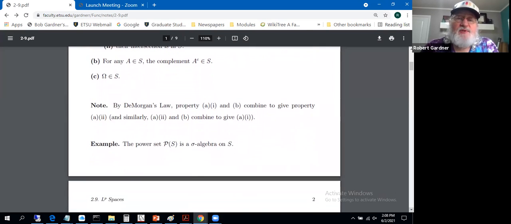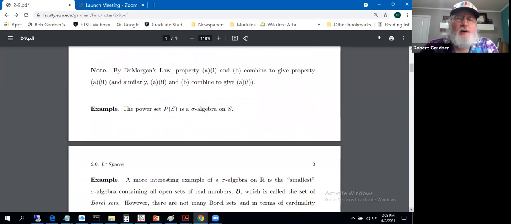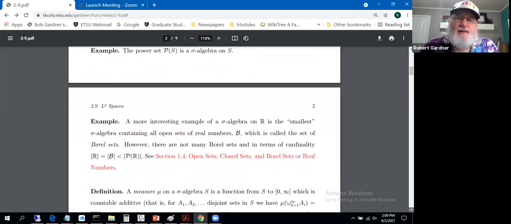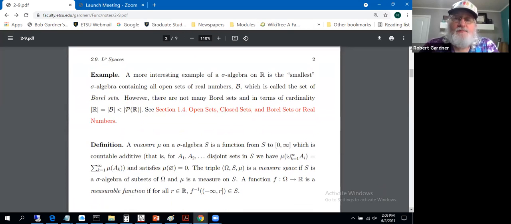Some examples of sigma algebras. If we take S to be a set, the power set is a sigma algebra on, say, set S. We're using S instead of omega here. A power set of a given set includes all of the subsets. Well, then that's closed under unions and intersections and complements because it's all of the subsets of the given set. So we'd have an example of a sigma algebra on a set there.